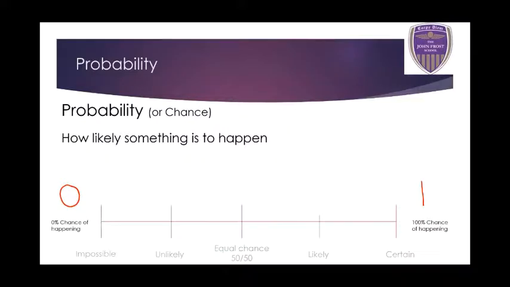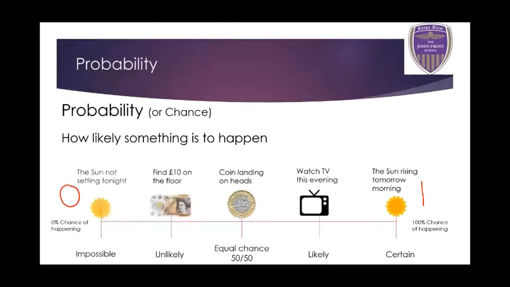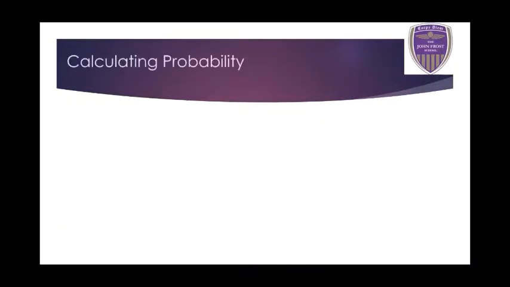And we talked about examples of things like this. So we talked about impossible, unlikely, equal chance, likely, and certain, and some examples of those things with their probability or chance of happening. In this lesson, we're going to be calculating probabilities of things not happening.